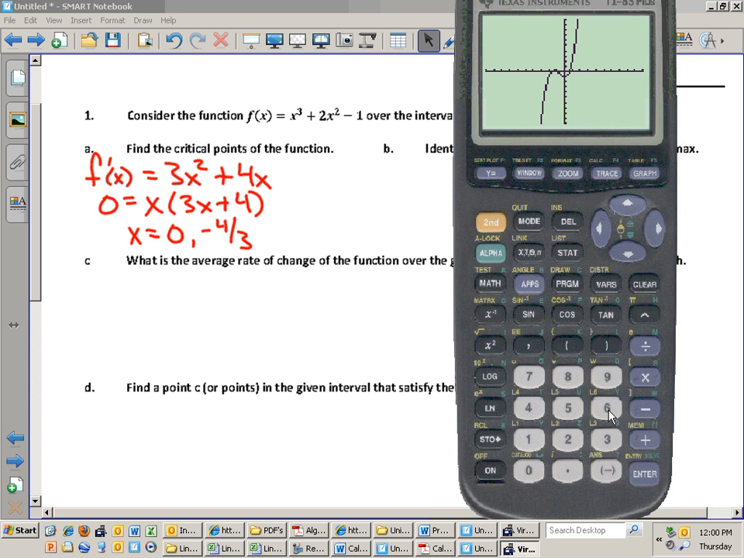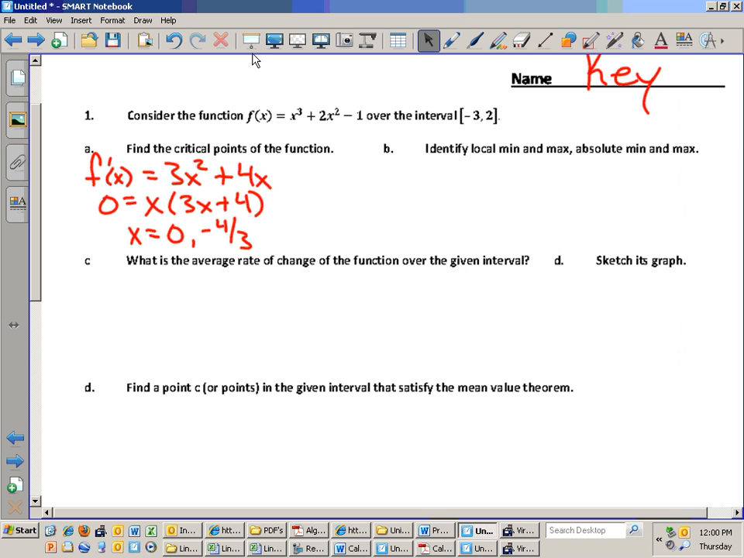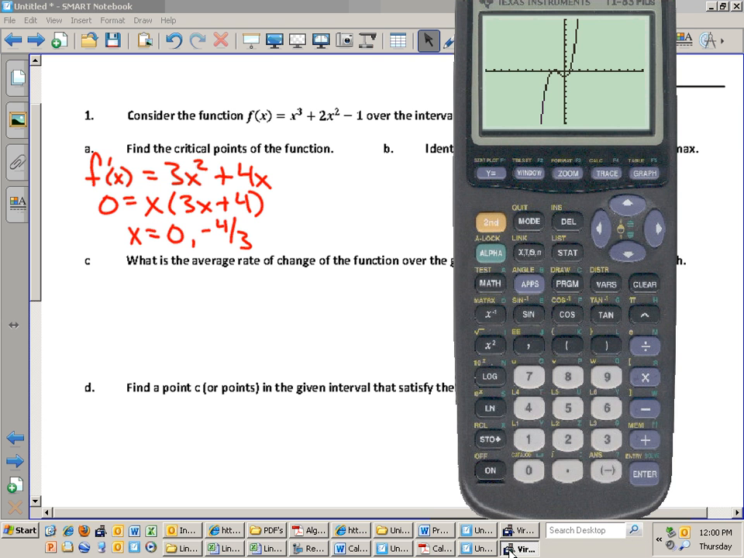I should also, how do I check though for absolute? What pieces do I need to check? Again, look at that we're over this given interval. We're not talking about this whole graph. We're just talking about the graph from -3 to +2. So what do I need to check to be able to identify absolute min and max? I need to check the, starts with E, endpoints. Very good.